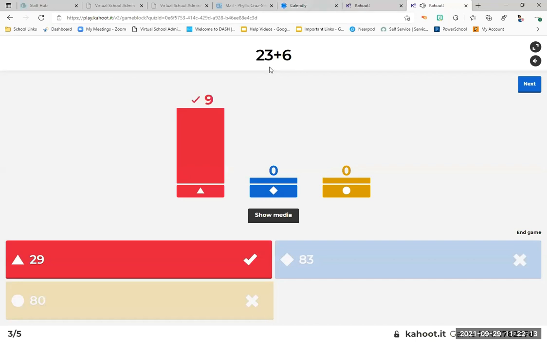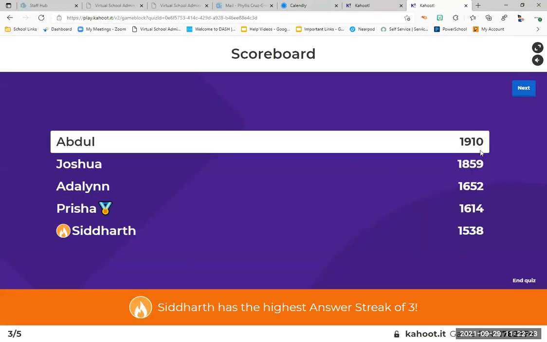Yes, and you can also do 23 in your head and count 6 more. That's easy too. It looks like this: 23, 24, 25, 26, 27, 28, 29. Oh, 29. Okay. But using place value, it is so easy. Wow. Awesome job. Oh, Siddharth's on fire. Look out.